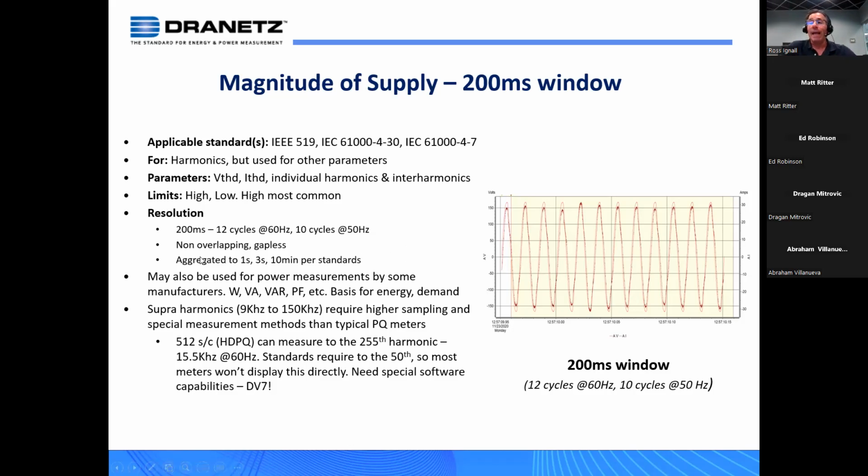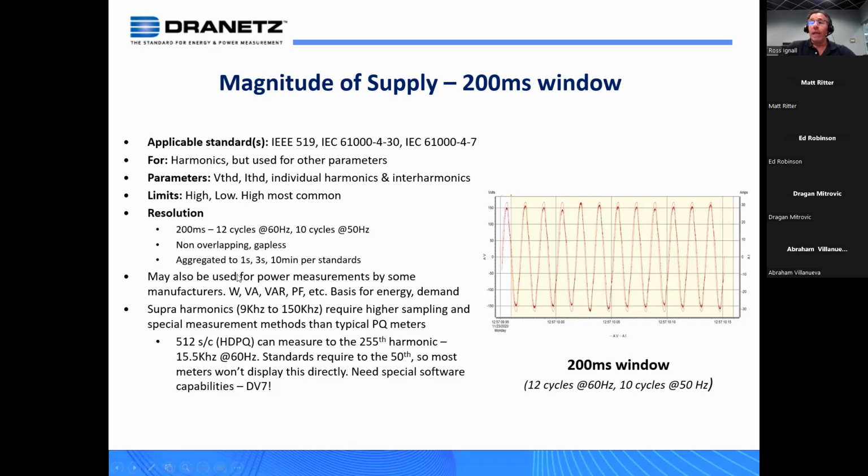Now that information is aggregated into 1 second, 3 second, and 10-minute intervals for various other types of things. And you may find them for short duration, very short duration, or short time harmonics in 519, and other standards like that. So they are aggregated up within the meter as per these standards and what they require. So these are things that are driven by standards, not driven by manufacturers. So the manufacturer is compliant, and then the standard defines what they do. If they're not compliant, who knows what they do? It may be right, it may not be right, but they're certainly not in compliance with the standards.